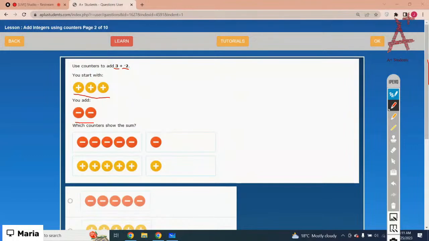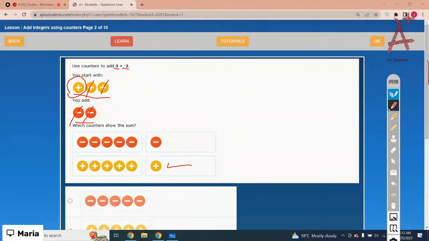So adding using counters is very easy. Positive and negative counters cancel out each other. This negative counter and this positive counter cancel out each other. And this negative and this positive counter cancel out each other. So that means we are left with just one positive counter. So that is the correct option. Got it?